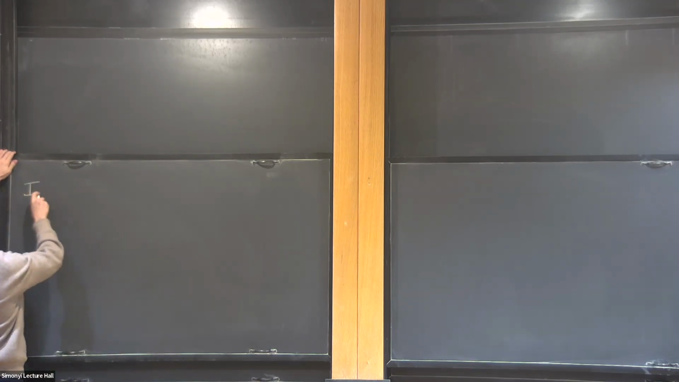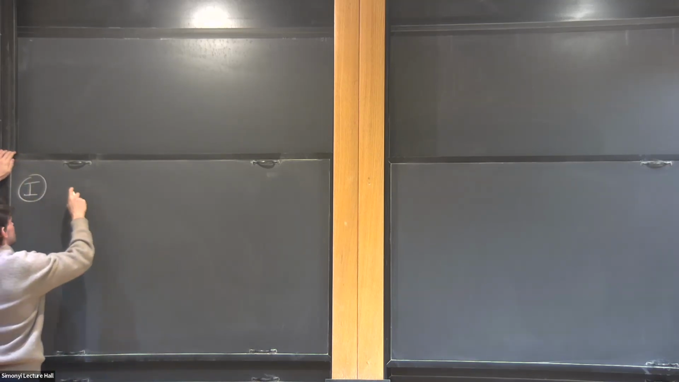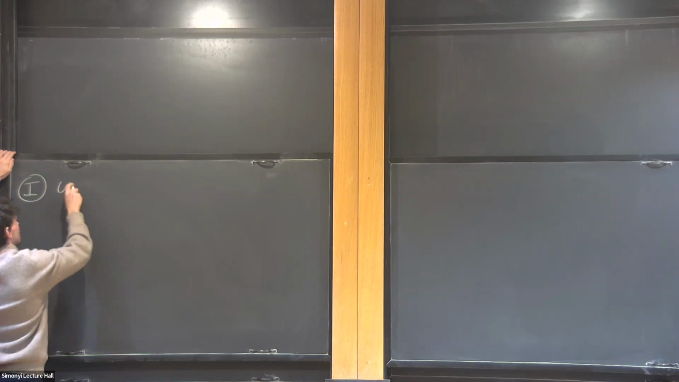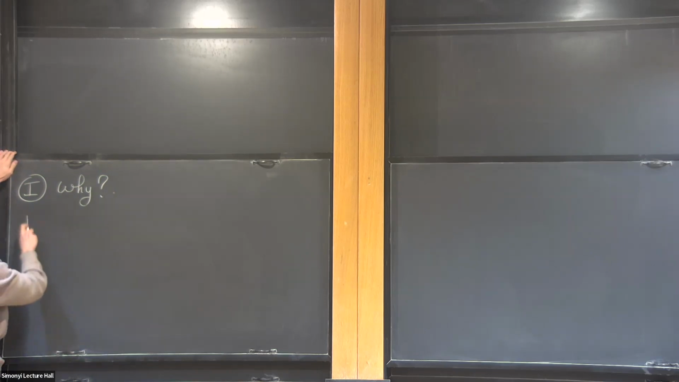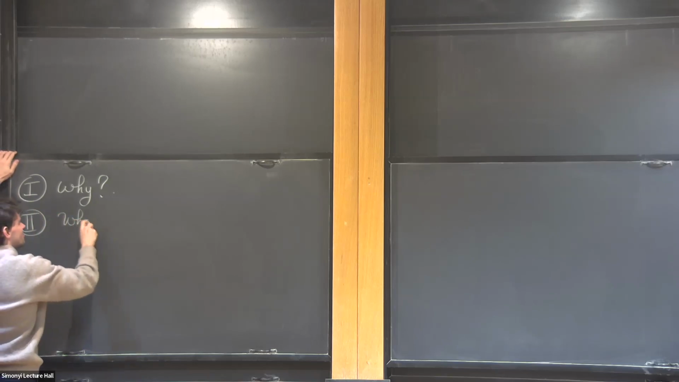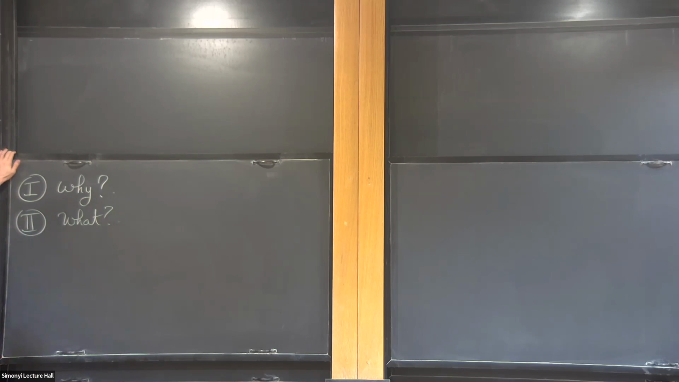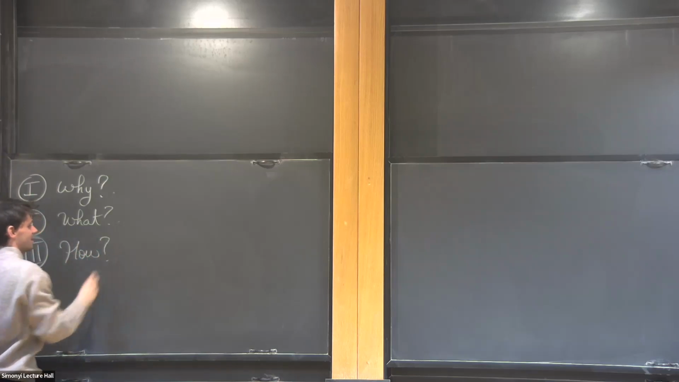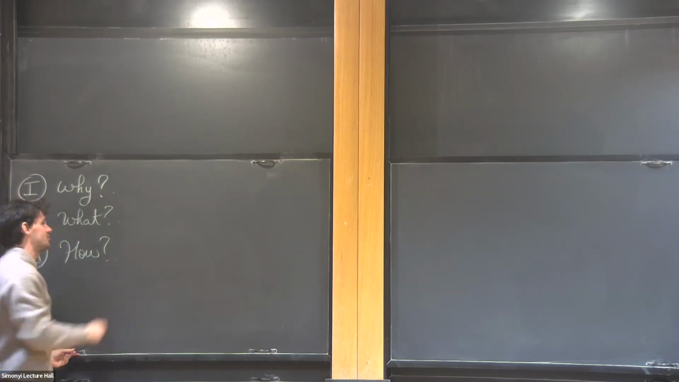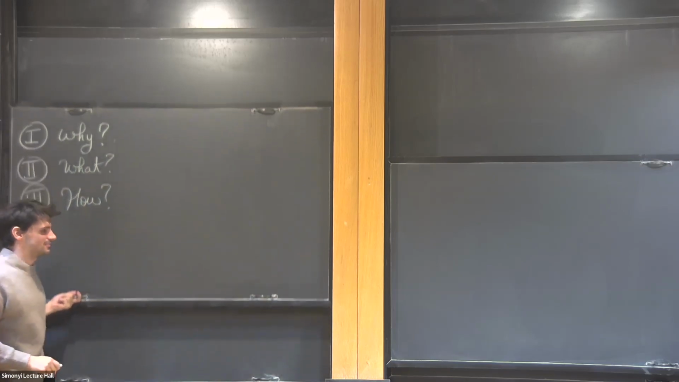The plan for today's lecture: first I will talk about why, so mainly motivation for Ohta's theorem and some background. And then I will talk about what, meaning what is the main theorem that I will present today. And then in the third part of today's talk, I will talk about how, meaning what are the tools that are involved in the proof of the main theorem.